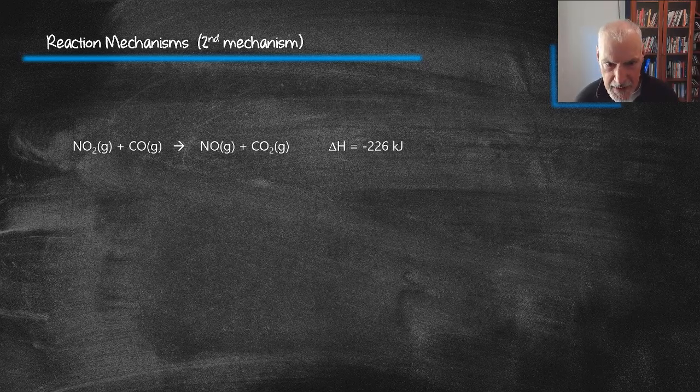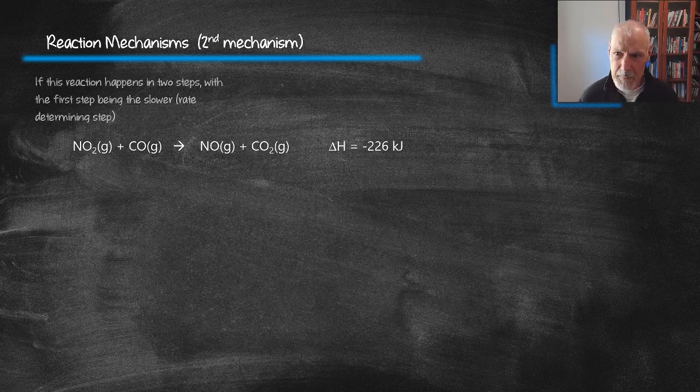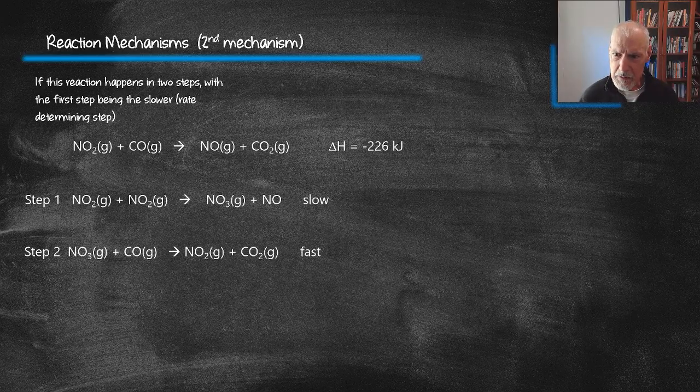Again, this is the target reaction that I want, but I'm going to assume the reaction takes place in two steps. And here they are. The first thing I want to do is verify that these two steps give me the overall or target equation. The first thing I notice is the nitrogen trioxide will cancel from each side, as well as one of the nitrogen dioxides. And what remains is indeed my target. So this constitutes a valid reaction mechanism.